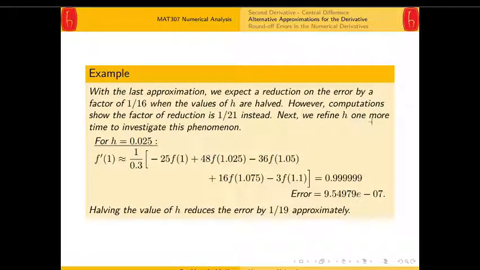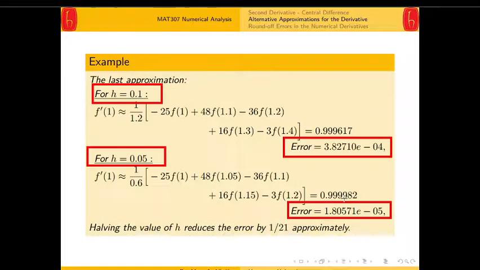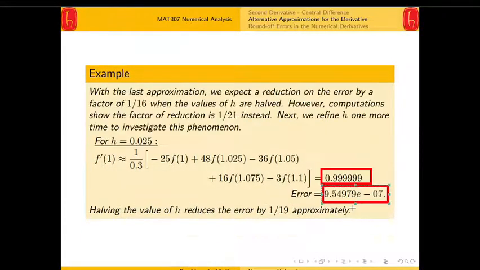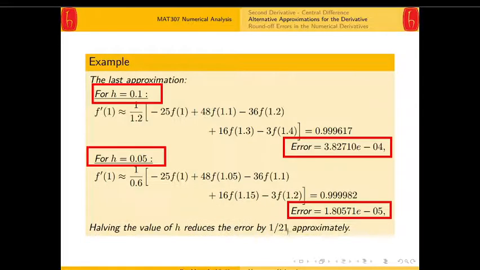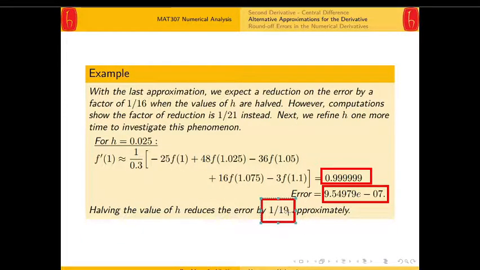Next, we define h one more time to investigate this phenomenon. What's going on? If we take the half of h one more time and perform the computations, we see this is the derivative value, and the error will be this much. If we compare this error with the previous error, we also see that if we halve the h value, the error will be 1 over 19 approximately. So 1 over 21, 1 over 19.